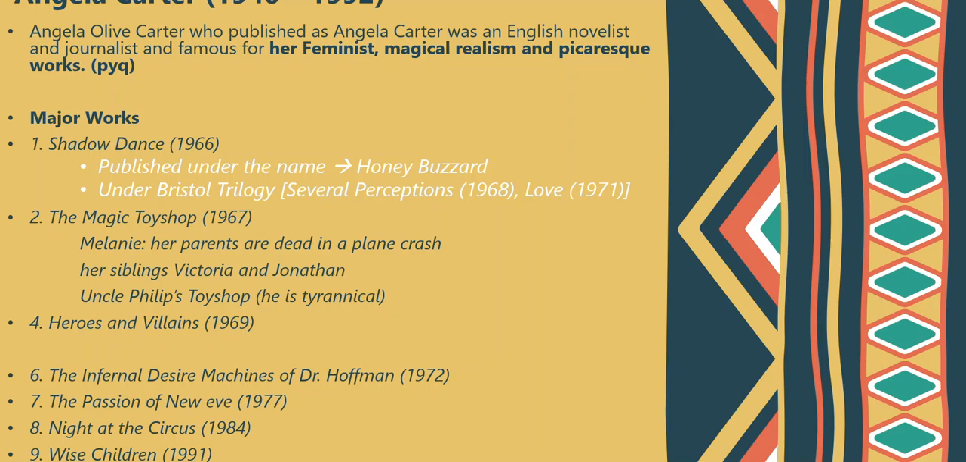Then the next novel is Wise Children, published in 1991. Why is this particular work very famous? Because it has a reference from Shakespeare. It is carnivalesque and magic realism. The technique of carnivalesque was introduced by Mikhail Bakhtin. So you will see this in the Wise Children novel, as well as magic realism. In Wise Children, you will see these two elements, and it has a reference from Shakespeare.